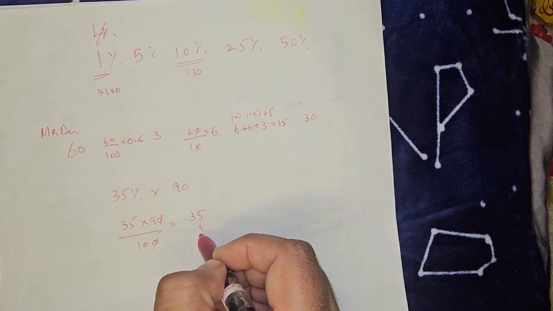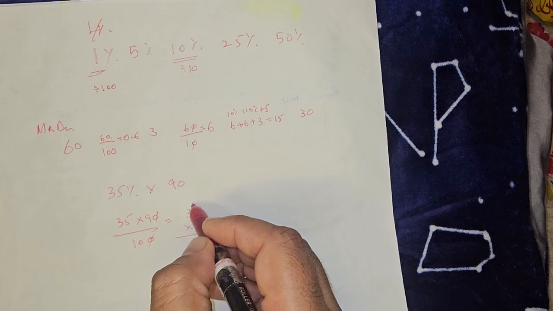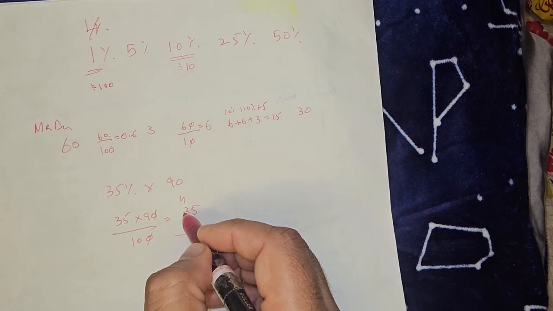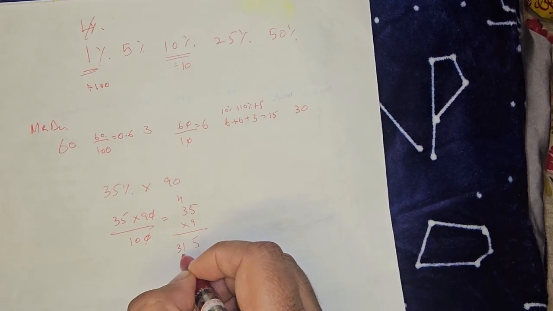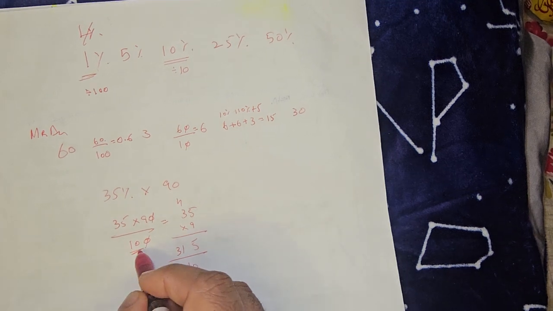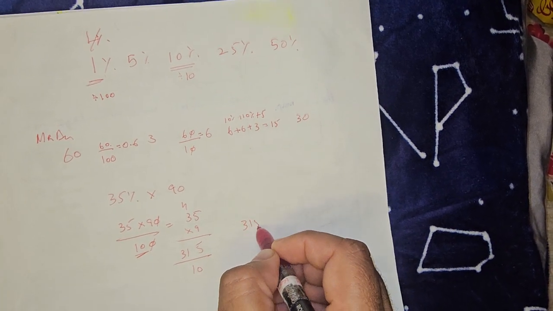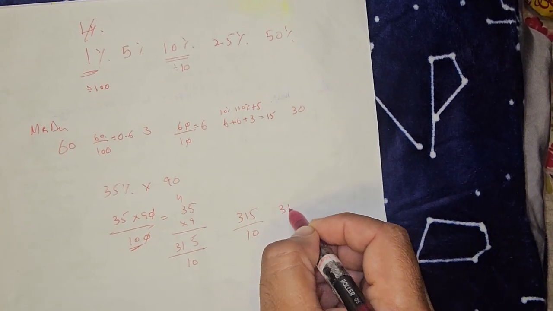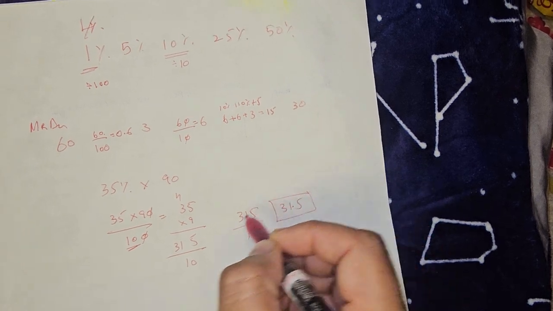Multiply 35 and 9, whatever answer you get. 9 times 5 is 45. 9 times 3 is 27. 27 plus 4 is 31. Divided by 10, because this 10 is still there. So 315 divided by 10 means it's going to be 31.5. So this will be your answer.